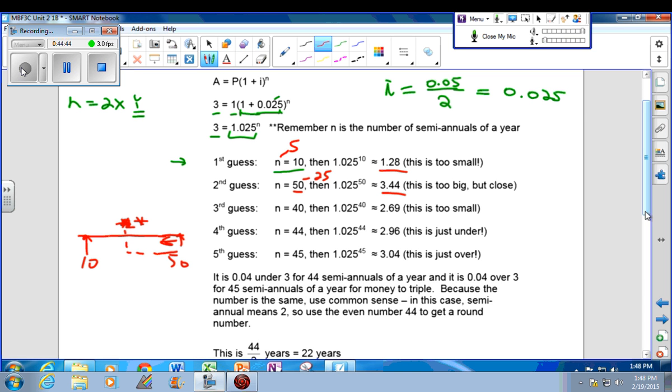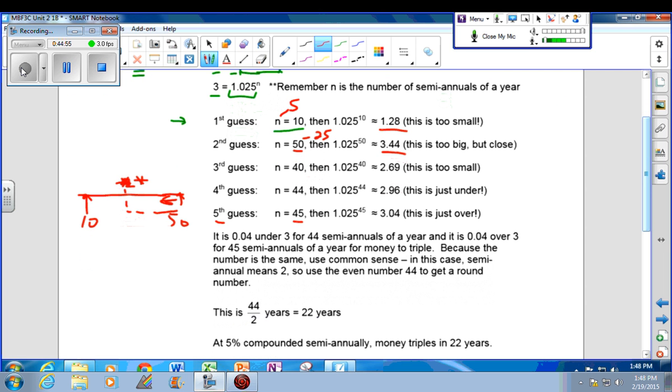So they do a bunch of guesses, and here we go. Their fifth guess, so they said 45. I wouldn't have even picked 45. 44 and 45, I see. So just under, just over, pretty close, right? So what did they say here? They said it's 0.04 is just under 3 for 44, and 0.04 is just over 3.